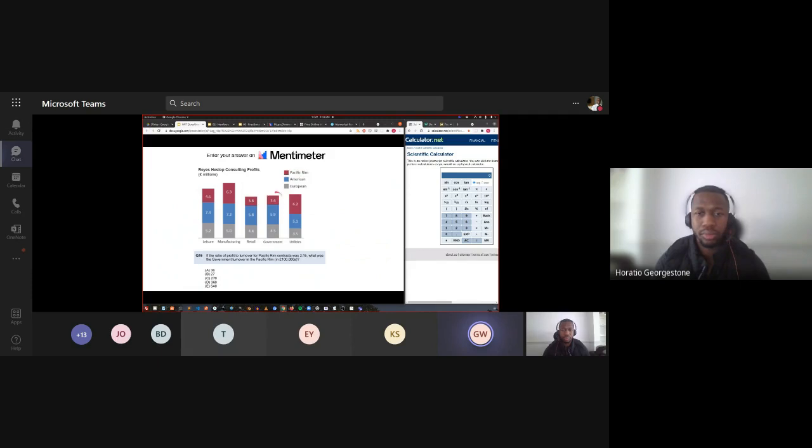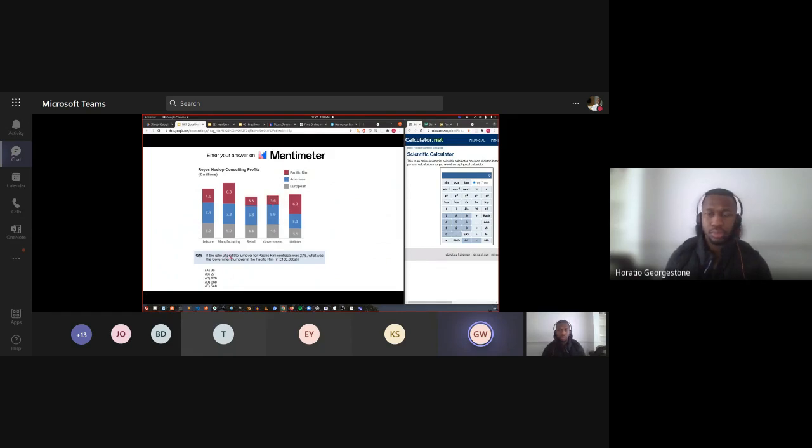So we know that we want this figure. So what is this figure telling us? Well, first of all, it's in millions of pounds. So it's telling us £3.6 million. So what was £3.6 million? Well, it was Ray Heslop's consulting profits in the government part of their business in Pacific Rim. Okay, so the profit for that was 3.6 million.